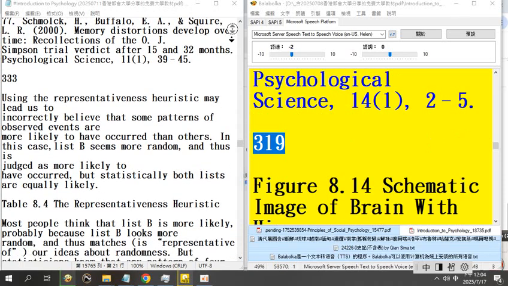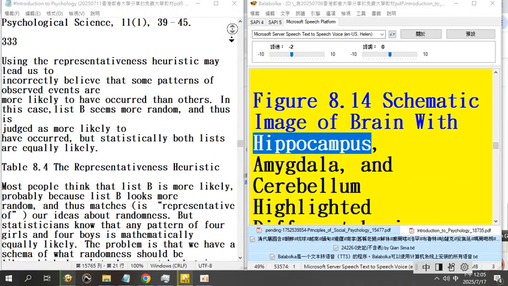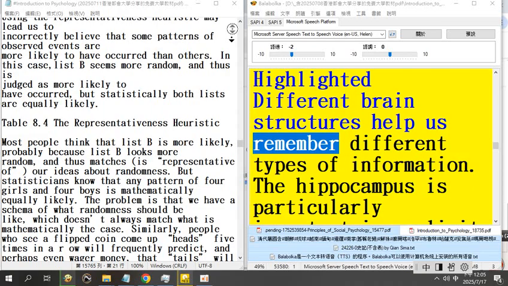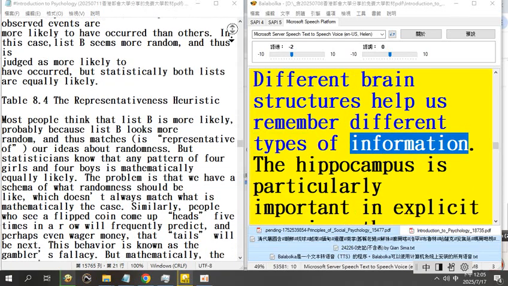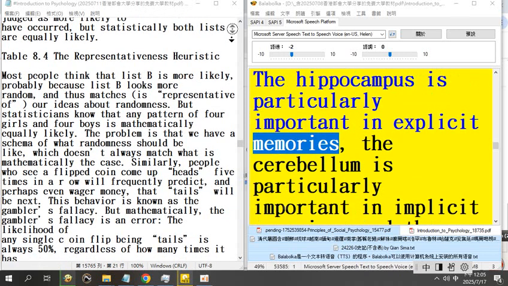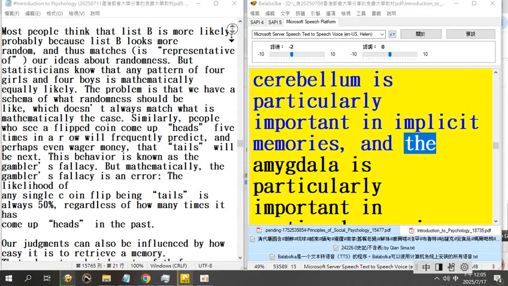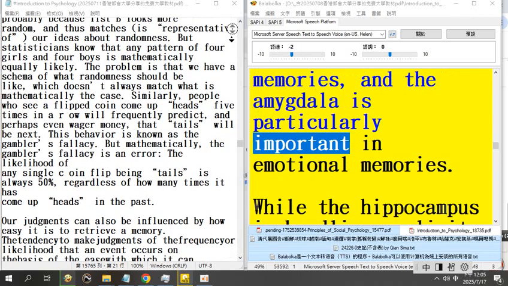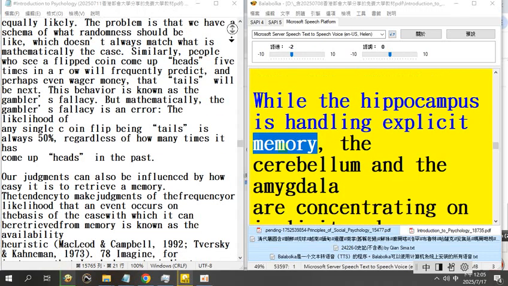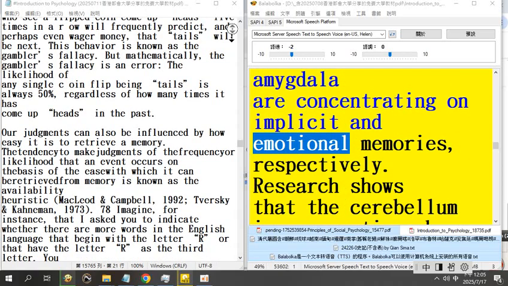Figure 8.14 Schematic image of brain with hippocampus, amygdala, and cerebellum highlighted. Different brain structures help us remember different types of information. The hippocampus is particularly important in explicit memories, the cerebellum is particularly important in implicit memories, and the amygdala is particularly important in emotional memories. While the hippocampus is handling explicit memory, the cerebellum and the amygdala are concentrating on implicit and emotional memories, respectively.